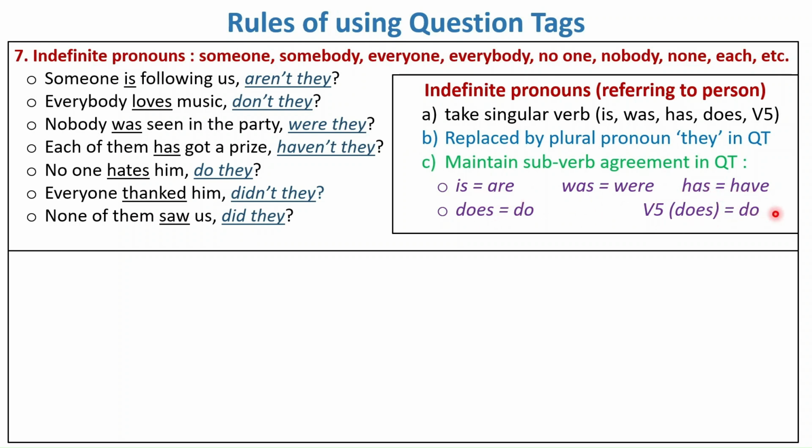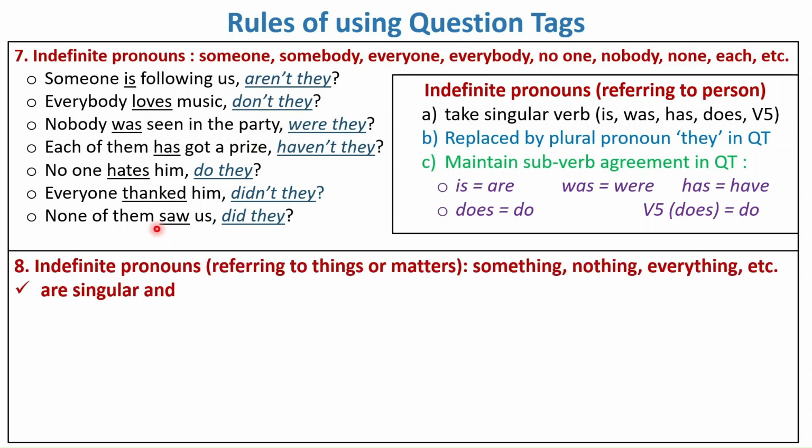B5 भएको बेला do use गर्ने, जस्तै यसरी. No one hates him. अब B5 भएको बेला हामीले doesn't use गर्थ्यौं नि, but here we use do. Because that does should be changed into do because of this pronoun they. We have to maintain subject verb agreement in question tag, in statement as well. In statement, with these indefinite pronouns we have to use singular verbs, but in question tags with this pronoun they we have to use plural auxiliary verb.